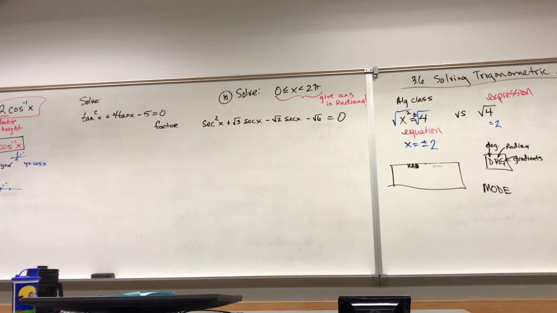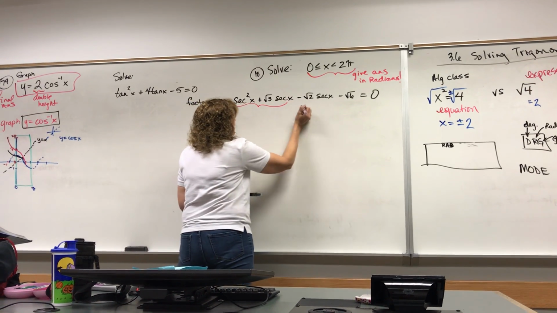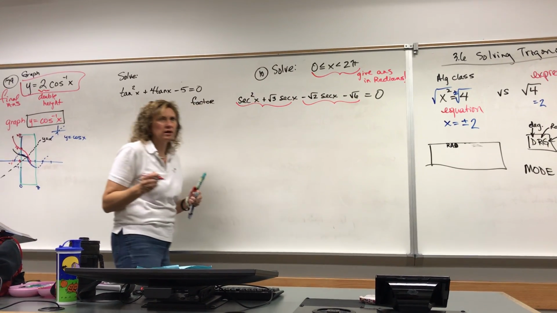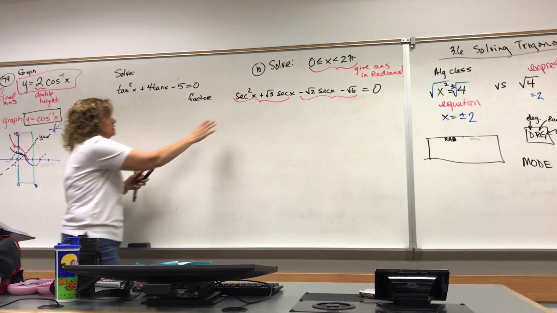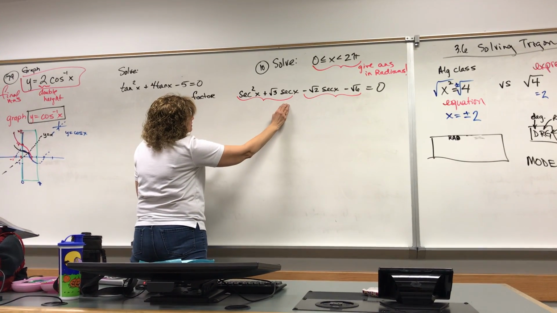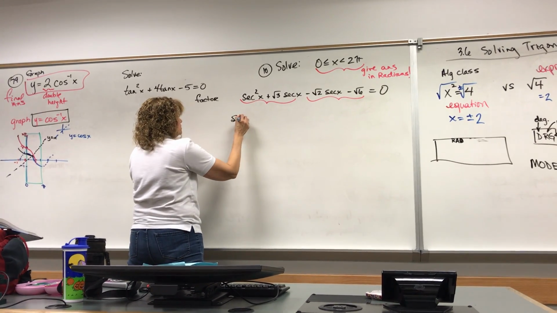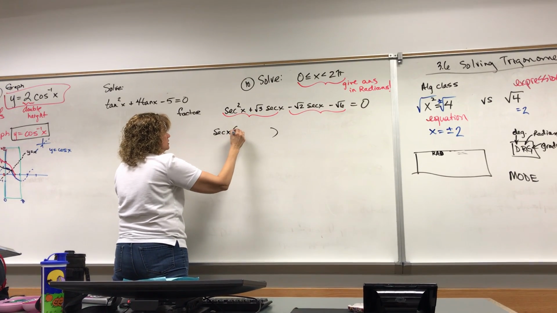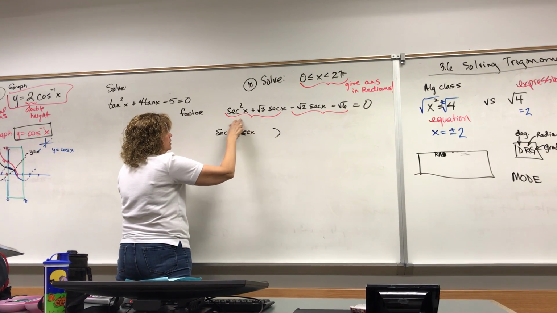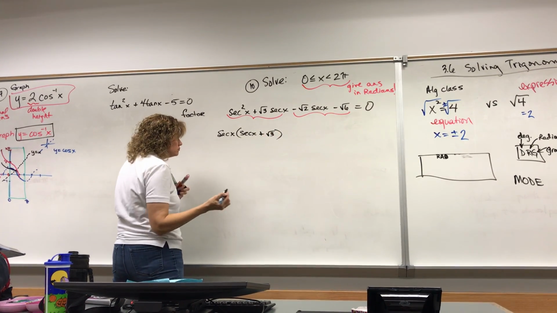Factor by grouping. Most of the time, try grouping the way it's written. Just try grouping the first 2 and the last 2. So out of the first 2, secant squared x plus root 3 secant x, what can I factor out? Secant x. If I factor out secant x, I'm left with secant x on the squared part and plus root 3, yes? All right.